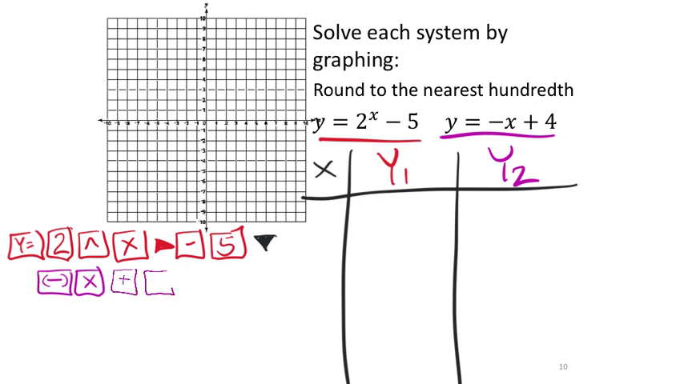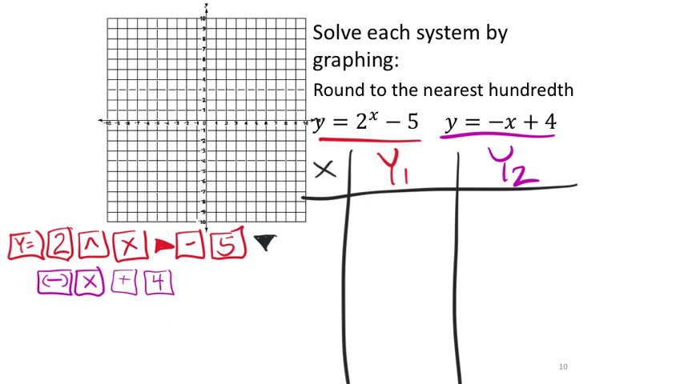So plus, and then the 4. So that's going to put into my calculator the second function, which is what we do want. I mistyped something there, so let's try that again. Negative x plus 4, so that's in there.